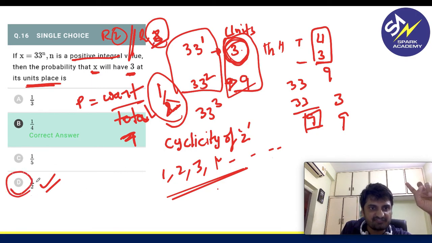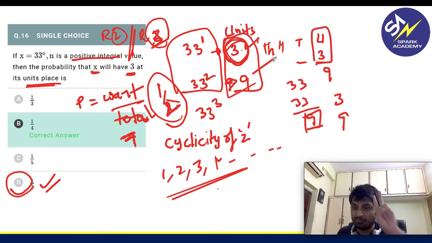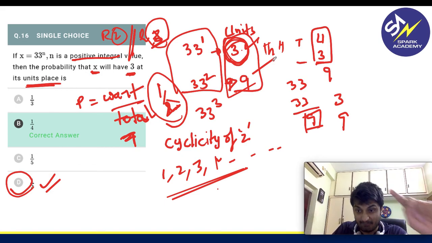But as far as my understanding, it should be 1 by 2 because only 2 possibilities. Units place, what are the possibilities? Only 2 possibilities. What are those 2 possibilities? Either it can end with 3 or it can end with 9. So we want what? We want ending with 3, only 1 case out of the 2 cases. Only 2 possibilities, 1 out of the 2 possibilities. That's it. So I think it should be 1 by 2.